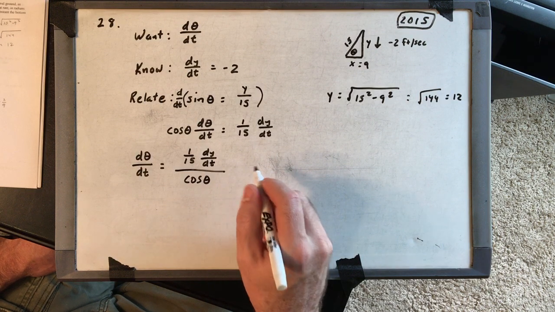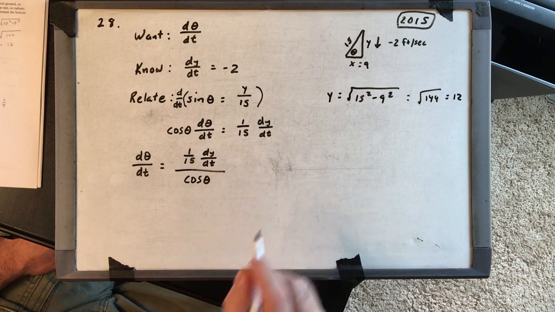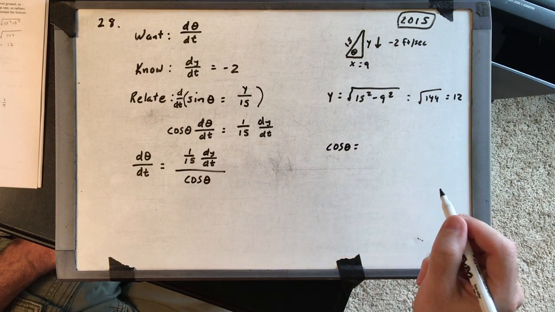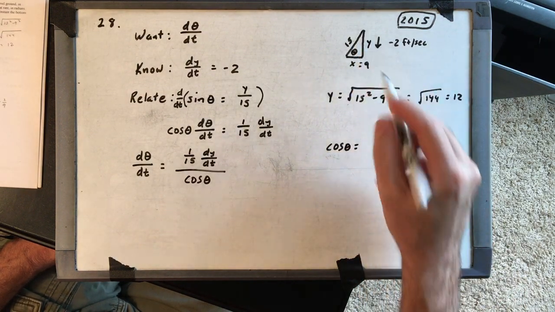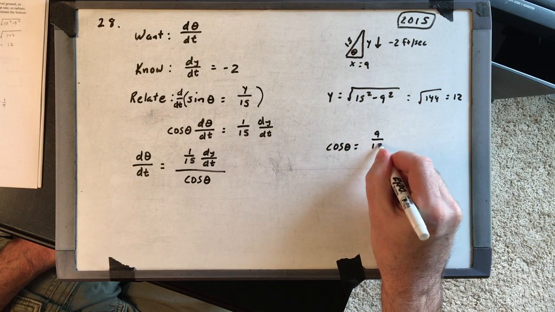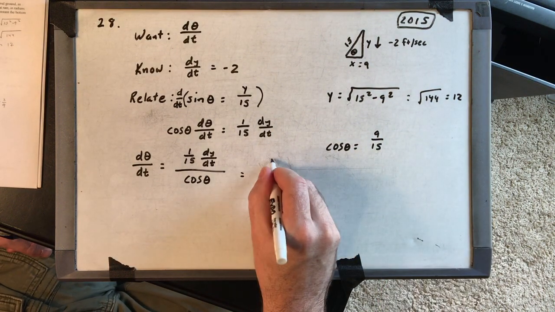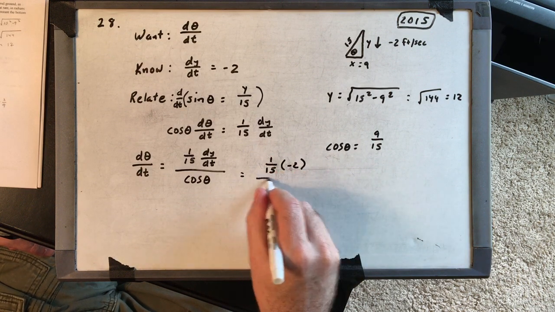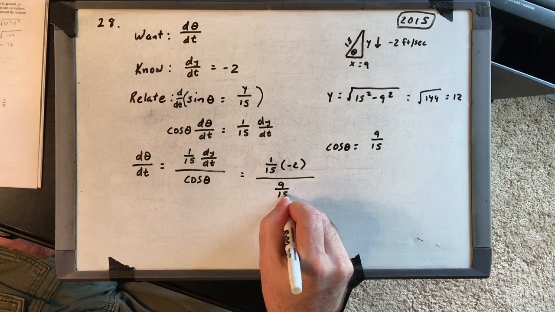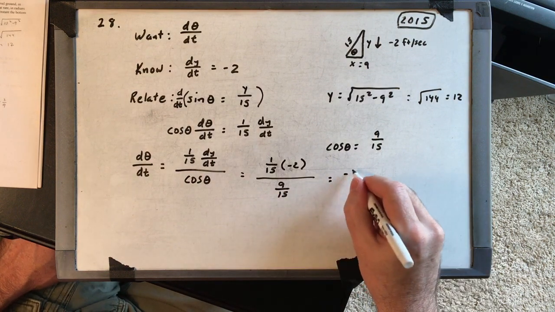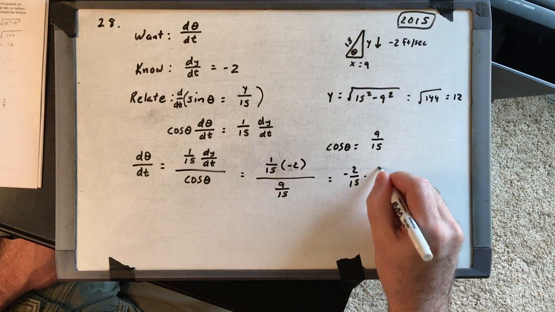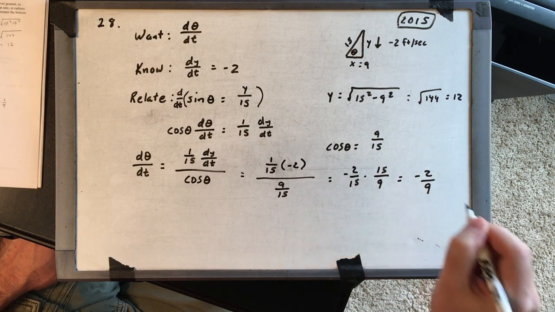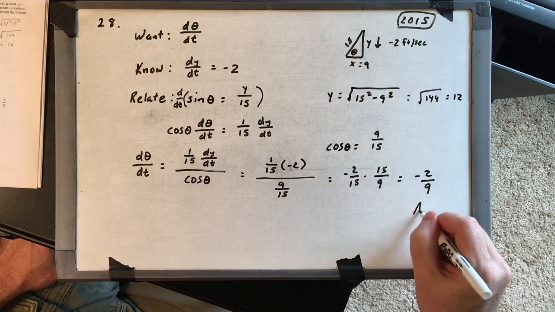All right, so let's plug this in. What is cosine theta? Cosine is going to be adjacent over hypotenuse, so 9 over 15. We're going to need that in a minute. So we've got 1/15 times negative 2 over 9 over 15. So that's negative 2/15, and flip and multiply 15 over 9. The 15's cancel, and you got negative 2 over 9. And that is answer A.